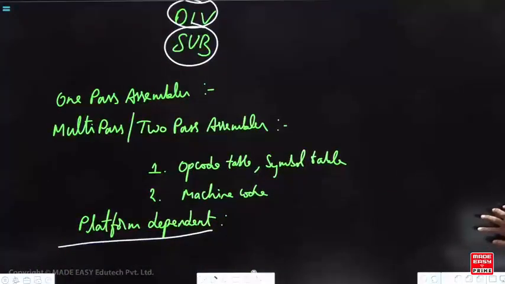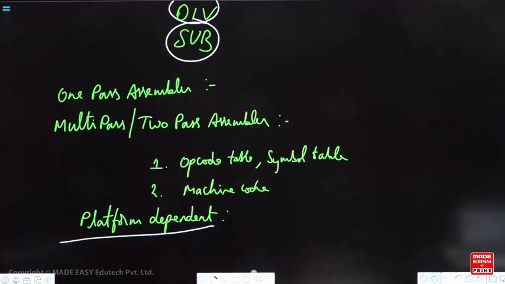Based on the phases, based on the number of phases used to convert to machine code, assemblers are of two types. First one, one pass assembler.